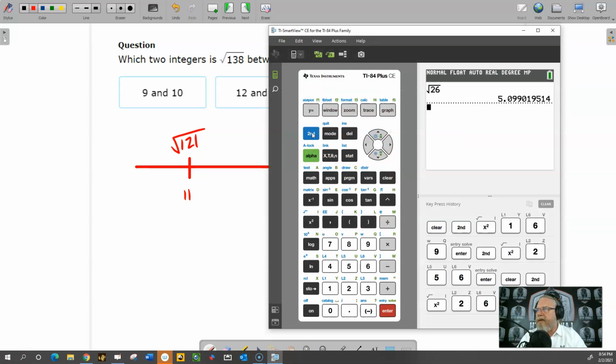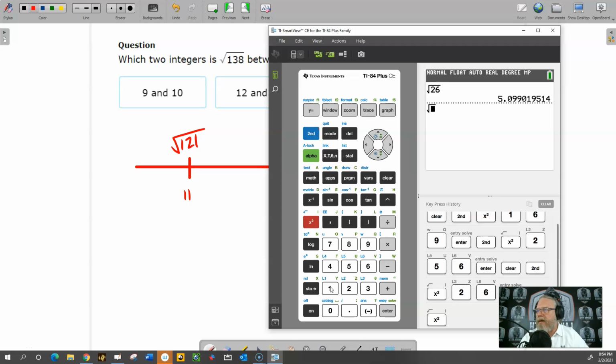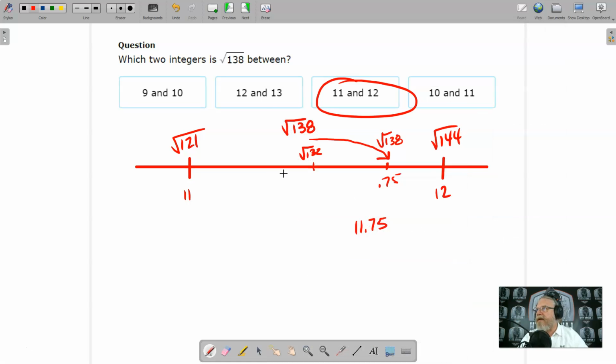Square root 138. So second key, root 138. And I'm guessing it's going to be about 11.75. Yep, 11.747 rounded up to 11.75. Pretty good, Mr. T. Outstanding.